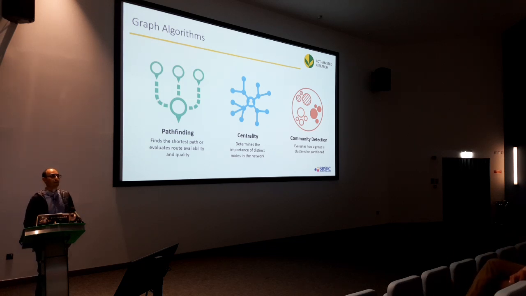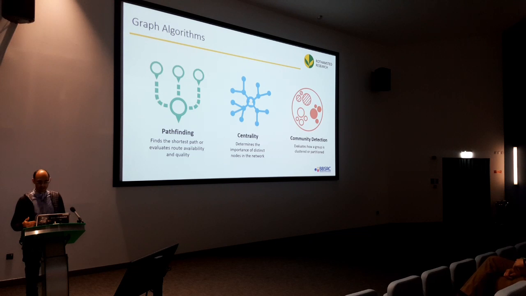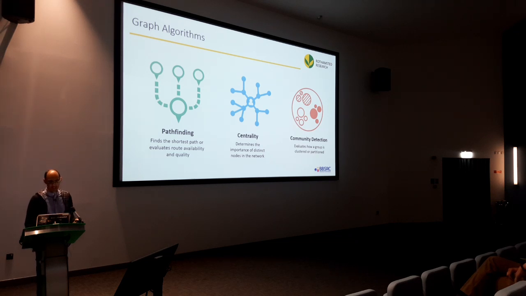Graphs are one thing, and then graph algorithms are the other bit. Most graph algorithms can be classified in 3 major groups: path-finding algorithms, centrality algorithms, and community detection algorithms. In NetMiner, we use all 3 types of algorithms. For example, we use path finding to find the shortest path or evaluate route availability and quality. We use centrality to determine the importance of distinct nodes in the network. And we use community detection to lay out our networks and visualize the data.